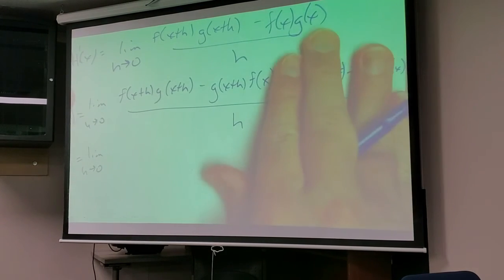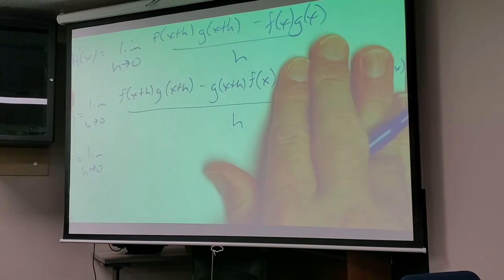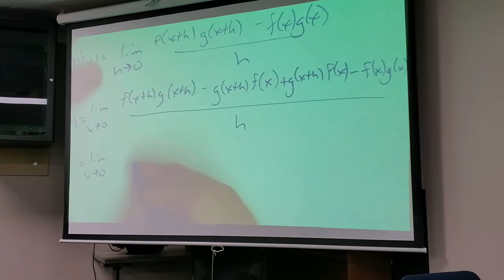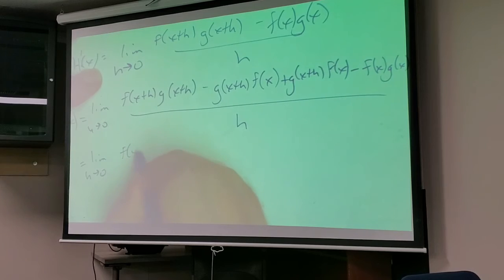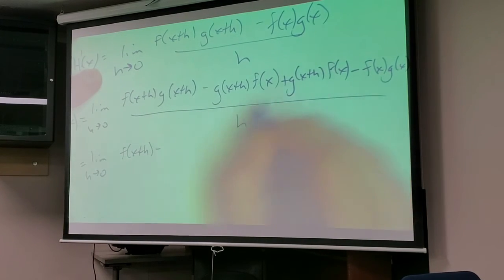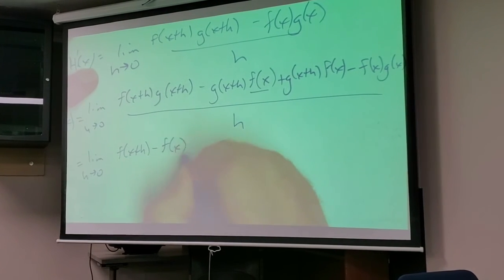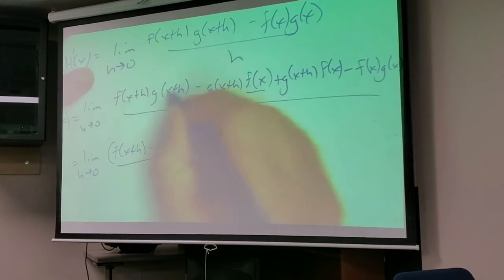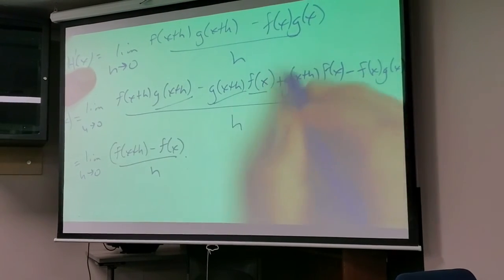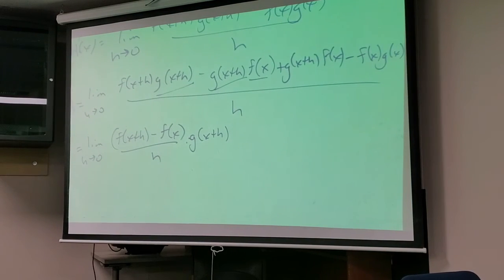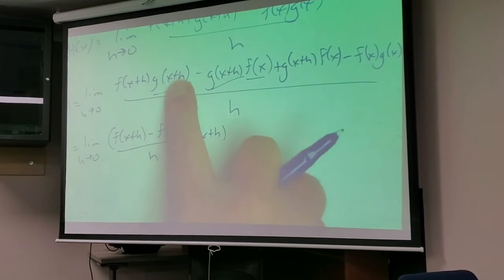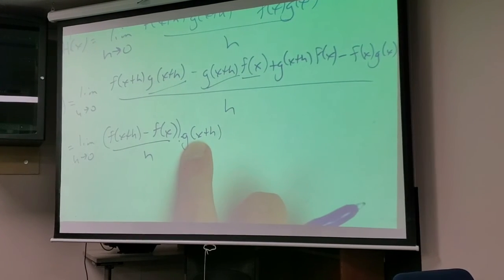What can I do with those two there? Up here top. What happens? What can I do with these? Yeah. So I'm going to factor it out at the end. So kind of go along with me here. So this would be f of x plus h minus f of x over h. And I'm going to factor out the g of x plus h. All right, that's the first piece. Is that right? I just took that out and put it at the end. Yes.